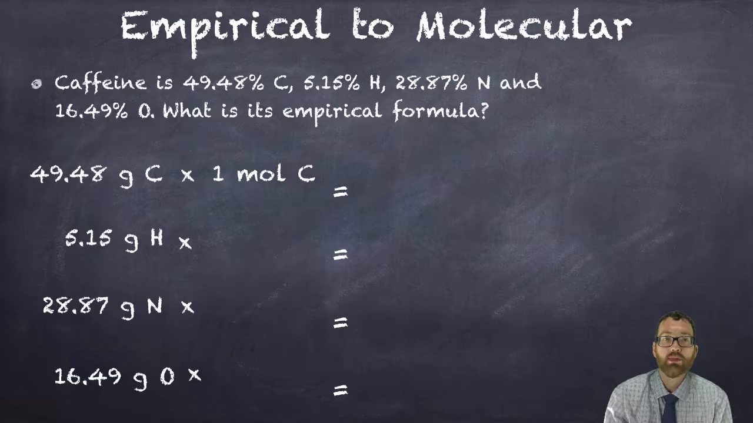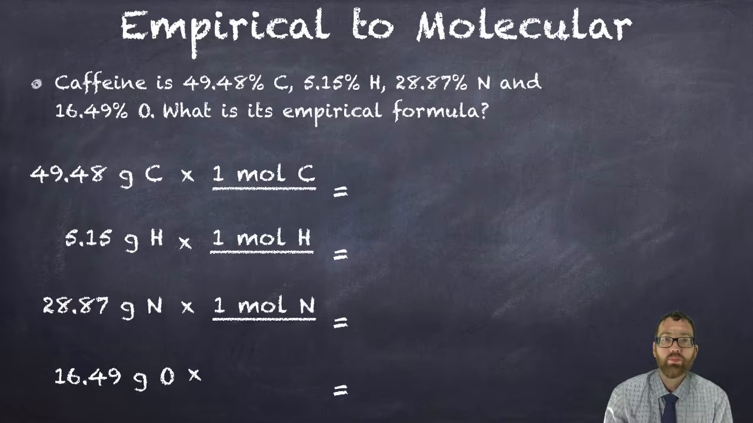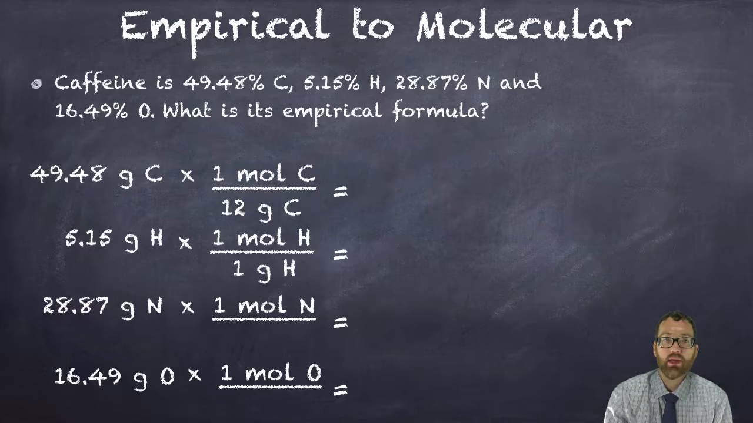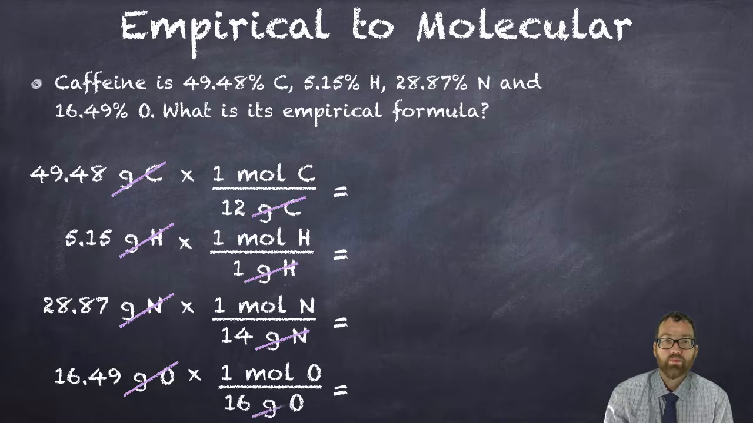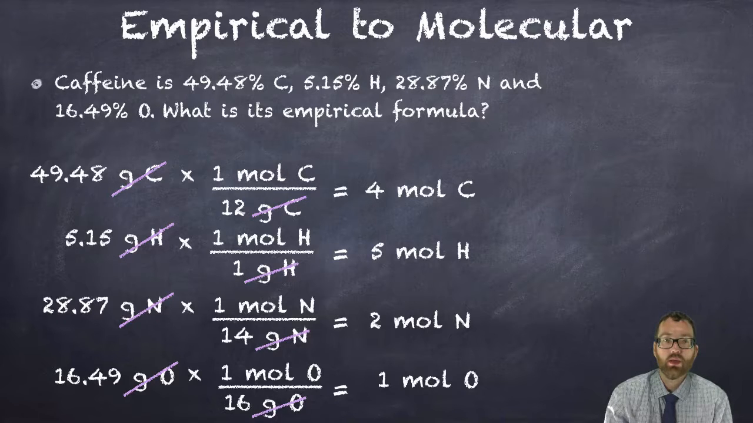So I go to the periodic table and see that carbon weighs 12. So 49.48 divided by 12. Hydrogen weighs 1, which would be 5.15 divided by 1. Nitrogen weighs 14, so I'll do 28.87 divided by 14. And oxygen weighs 16, so I'll do 16.49 divided by 16. These numbers will all cross off to solve for moles, which is what I want to do in step 2. And I'll get the answer of 4, 5, 2, and 1.